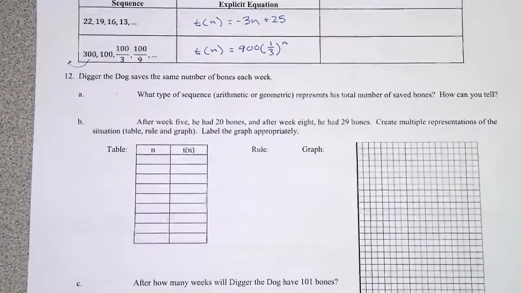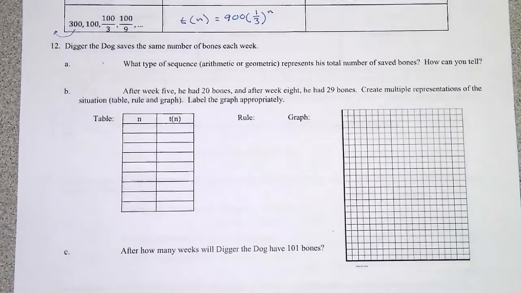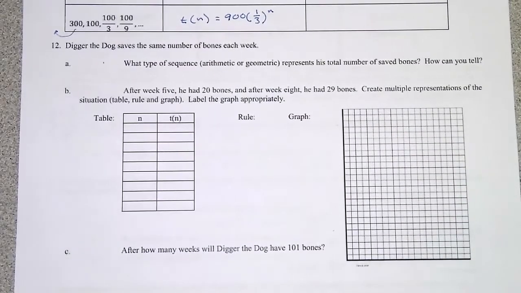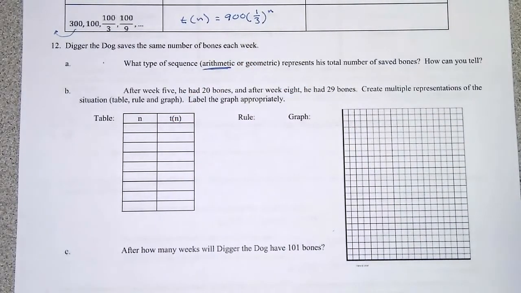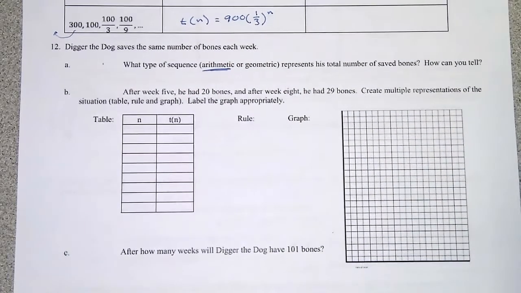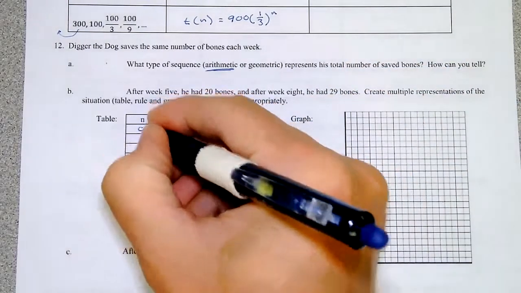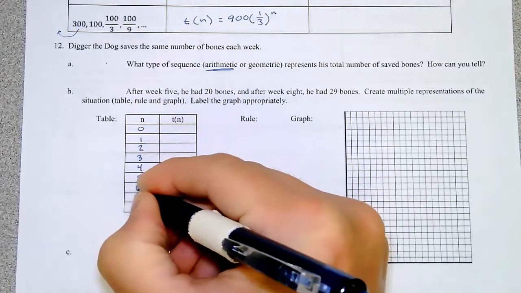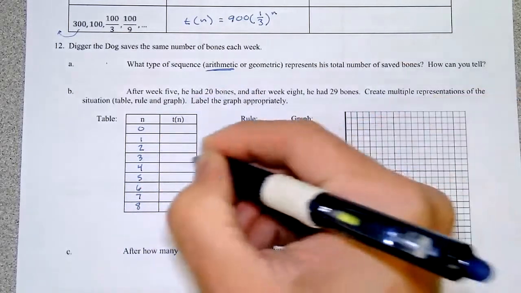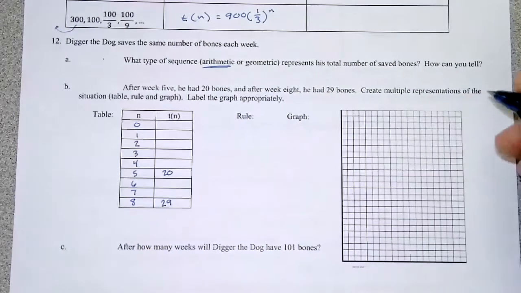And number 12, Digger the dog saves the same number of bones each week. Since he's saving the same amount, it should be arithmetic. A couple different ways we can try and solve this. Since we know after week 5 he has 20, if we just come down to the table where n is our number of weeks, T of n would be our number of bones. So week 5 he's got 20. Week 8 he's got 29.